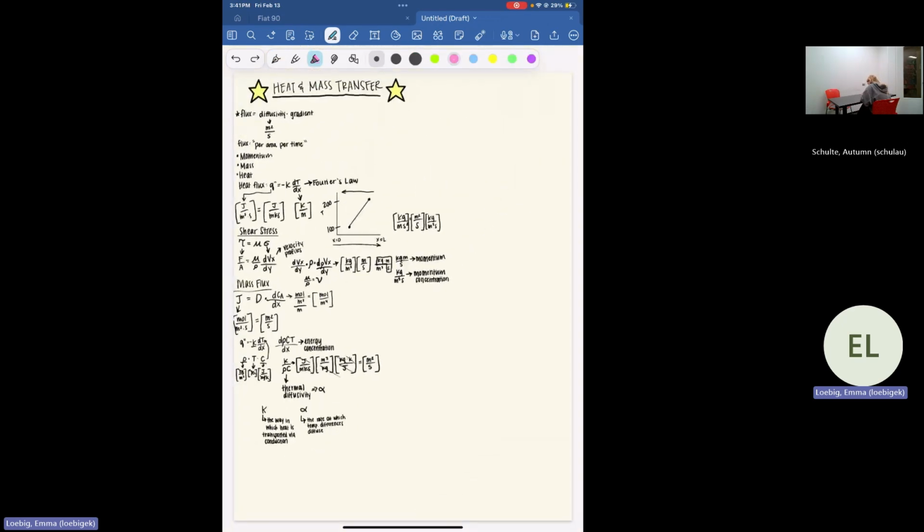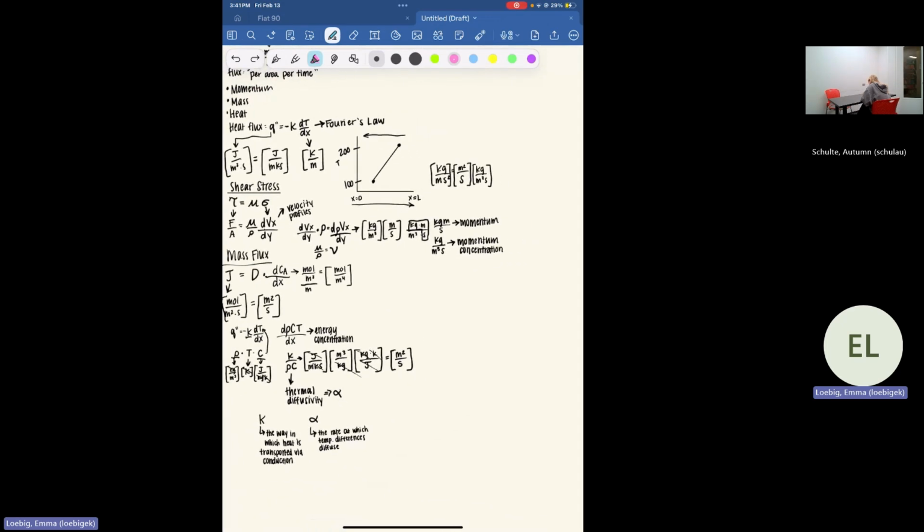So as we can see, in each case, mass, momentum, and heat, we have a concentration gradient multiplied by a diffusivity with units of meters squared per second.